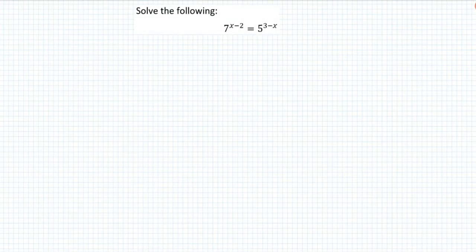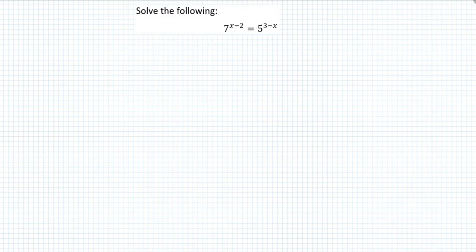This problem is saying that there is a value of x such that 7 to the power of x minus 2 is equal to 5 to the power of 3 minus that very same x. So how are we going to solve for this? Let's use logs. The very first thing we do is we take the log of both sides.